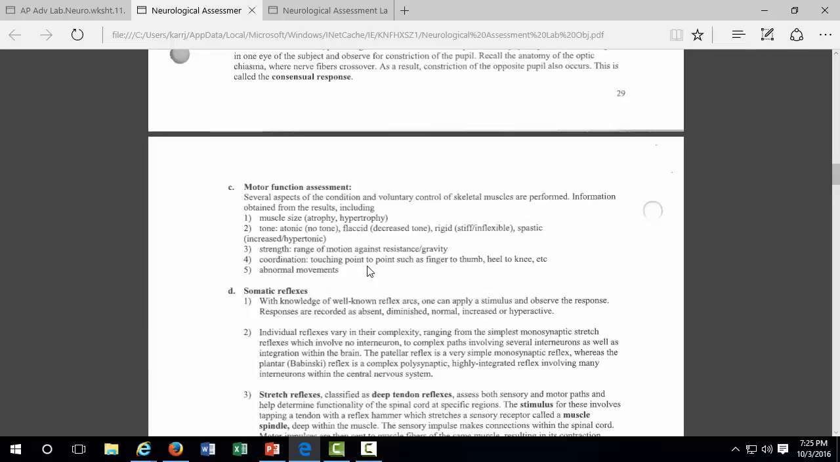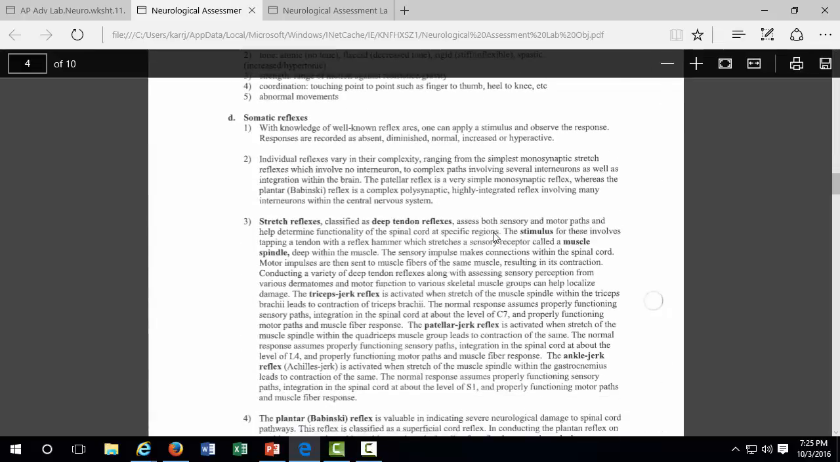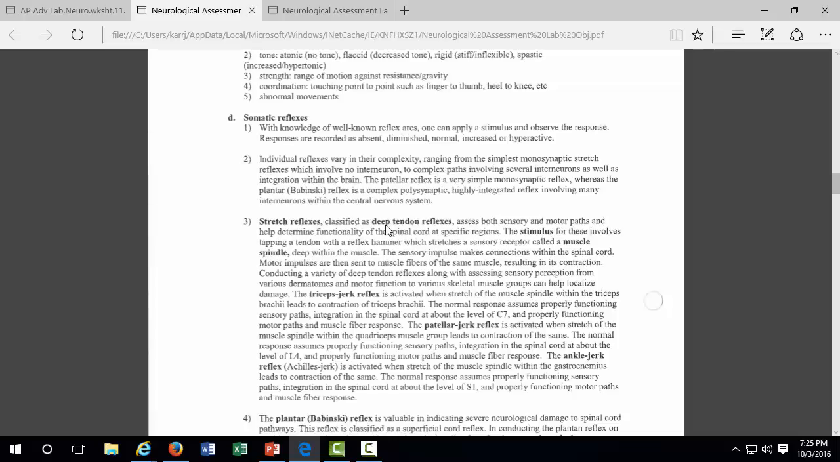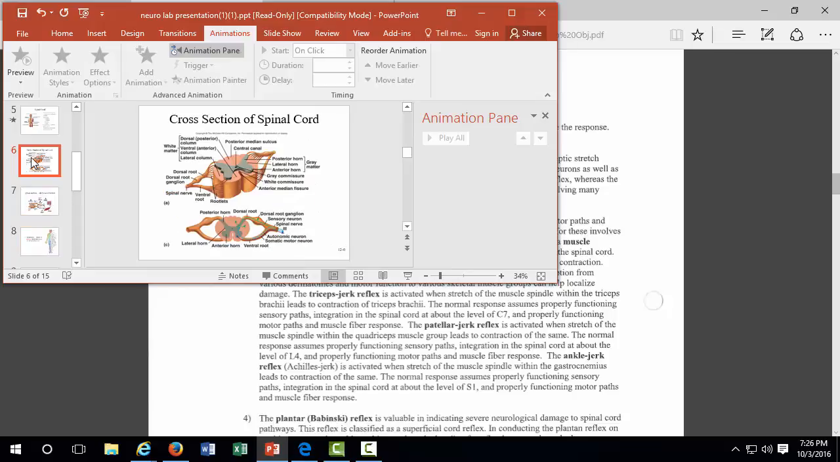And then the somatic reflexes. There's a number of somatic reflexes you need to know. All of the ones that we're talking about are deep tendon reflexes, and we'll talk about that in just a minute. But you need to know the stimulus and the effector and the response. So if we go to the PowerPoint here, we look at the reflex.